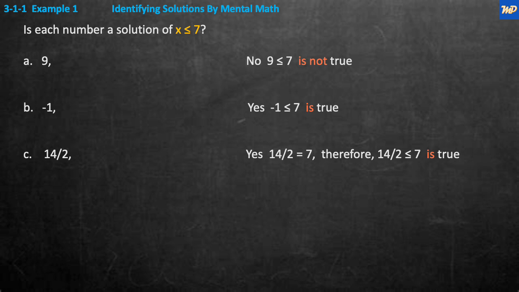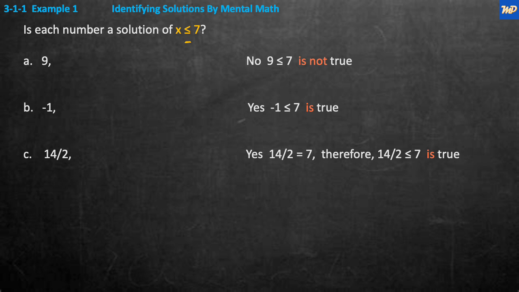Okay, example 1, identifying solutions by mental math. So we're just going to look at these and think about them, right? There's no adding and subtracting going on. We're just going to look at it and make a decision. These are just like we did on the previous slide. It says, is each number a solution of x is less than or equal to 7? Here's that less than or equal. Now you see the equal right there.